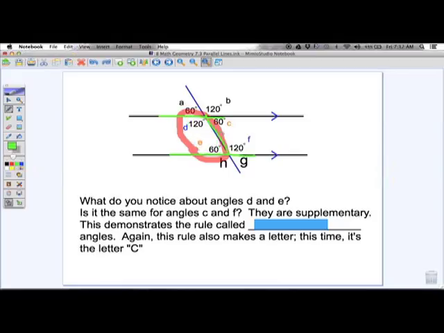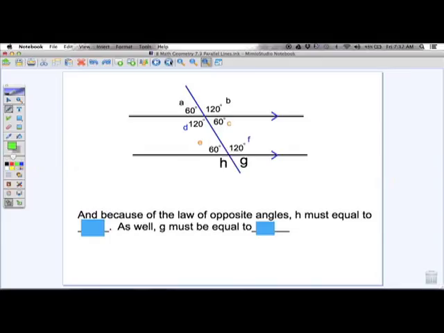Now, the same thing applies on the right-hand side. These two angles will always add up to 180. So if you're given this one, and let's say it wasn't 60, let's say it was 70, then the other one has to be 110 because they have to add up to 180. So those are interior laws.